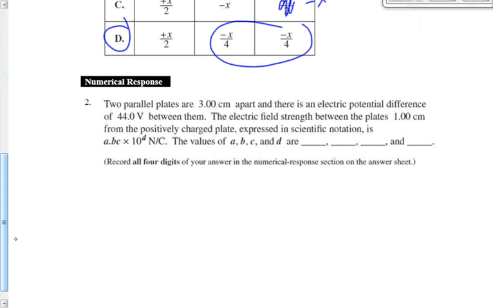Numeric response 2. 2 parallel plates 3 centimeters apart. Again, centimeters. How many of you, as you were going through this, circled centimeters and microcoulombs and stuff like that? Not very many of you? Okay, a few of you, I guess. Hands are slowly going up. I don't know what it is with students. Sometimes people just don't trust me. I'm telling you, trust me.